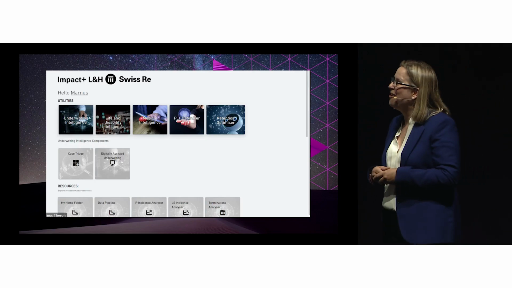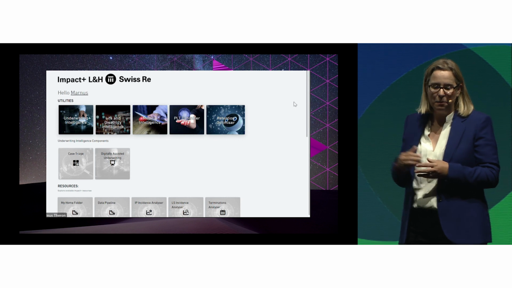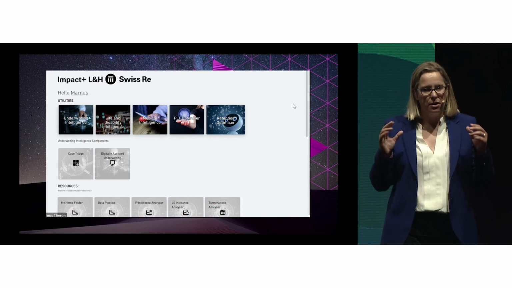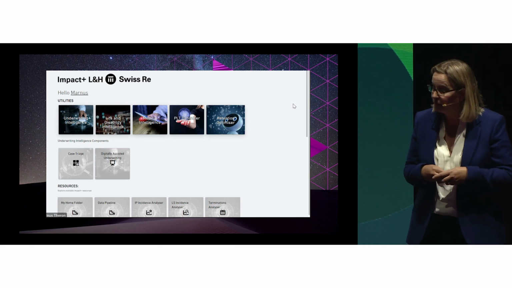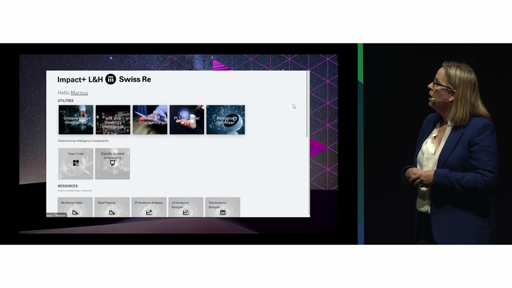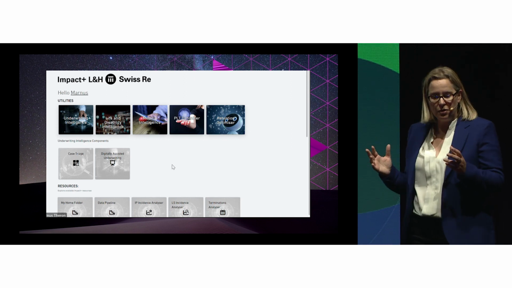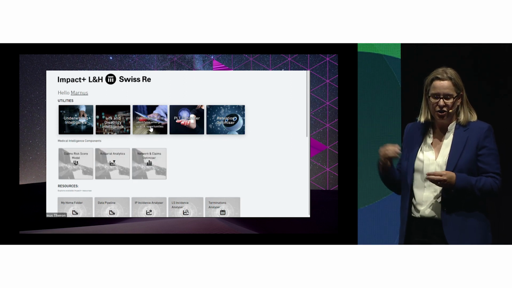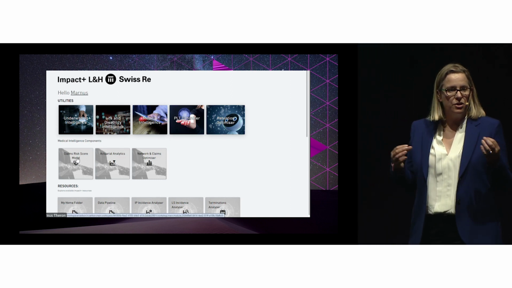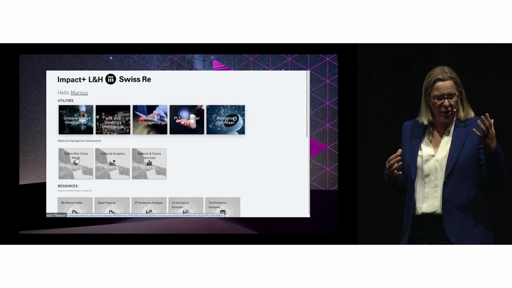On the screen now, you'll see our landing page for Impact Plus. This is where our clients have a private cloud environment where they access the utilities that they have licensed. Today, we're going to look at just one of those utilities, which is the medical intelligence and the claims risk score. Within the medical intelligence suite, we have 3 different models, but we're going to take a look at the claims risk scoring model.